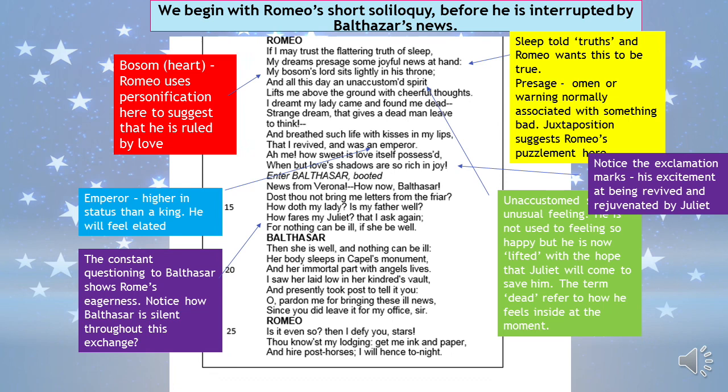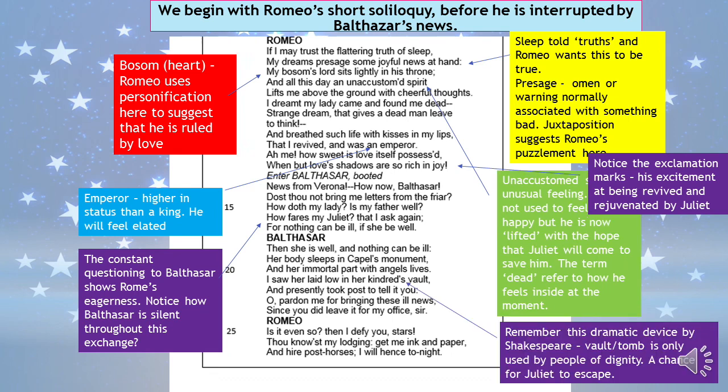And notice how Balthazar is silent through this exchange. We know that Balthazar is Romeo's servant, and we know that he's not going to talk over his master. But he's silent because of all these questions that Romeo is asking him, he knows he's going to have to give him bad news, because he's come to tell about Juliet.